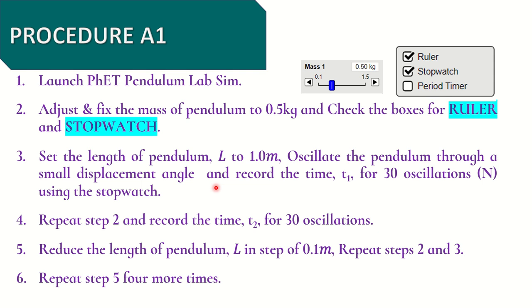I've just recorded for 10 oscillations, but in your own case, you're recording for 30 oscillations. Once you have taken that one, that is your time T1, record it down. Then repeat step 3 and record the time T2 for 30 oscillations. So you have done T1, then come over here and do T2 again. Then reduce the length of the pendulum L in step of 0.1 meter and repeat steps 2 and 3.